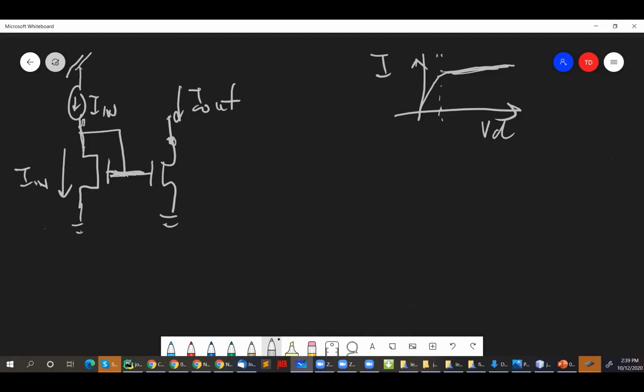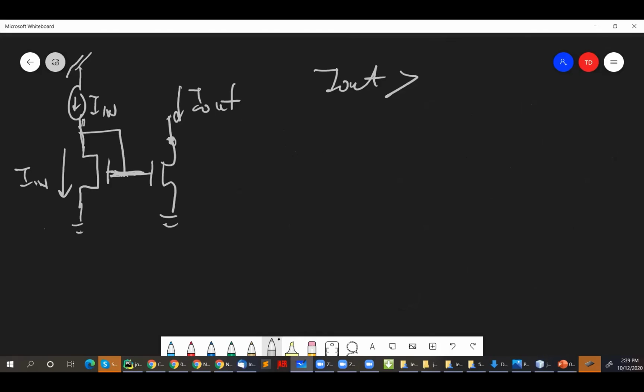Okay, so I've already drawn the PFET. And now what we're going to see is whether we can change I out. So I'm going to erase this too. We're going to see, can we make I out greater than or less than I in, right? Because I don't always want to make I out equal to I in.